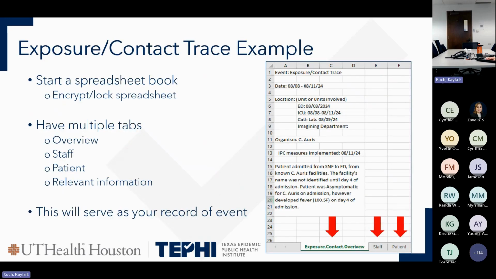And here's just an example of a spreadsheet that I created and how I set it up. I encrypt them, I lock them, and I have multiple tabs. My first tab is always just a brief overview of what's happened: date and time, units involved, what specific organism I'm looking at, kind of just a brief summary. And then I have a tab for my staff and a tab for patients. This is just how I have done contact tracing.